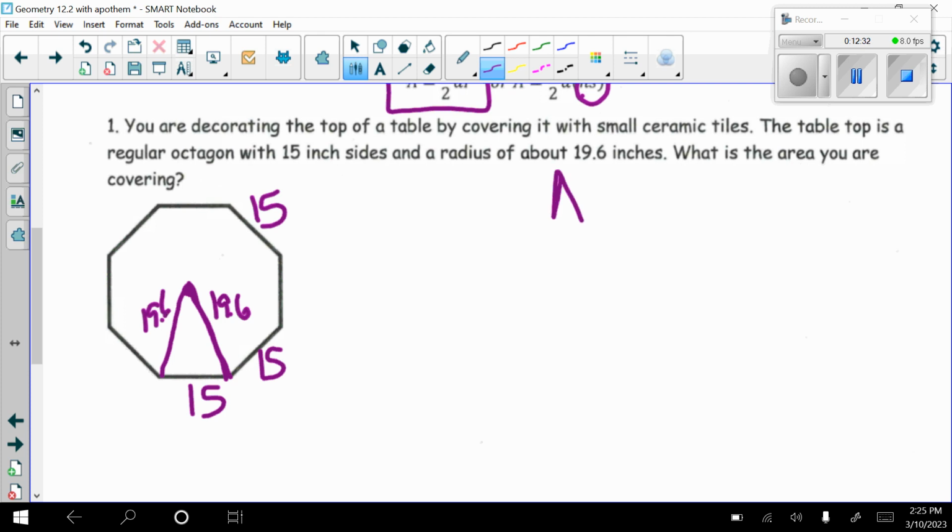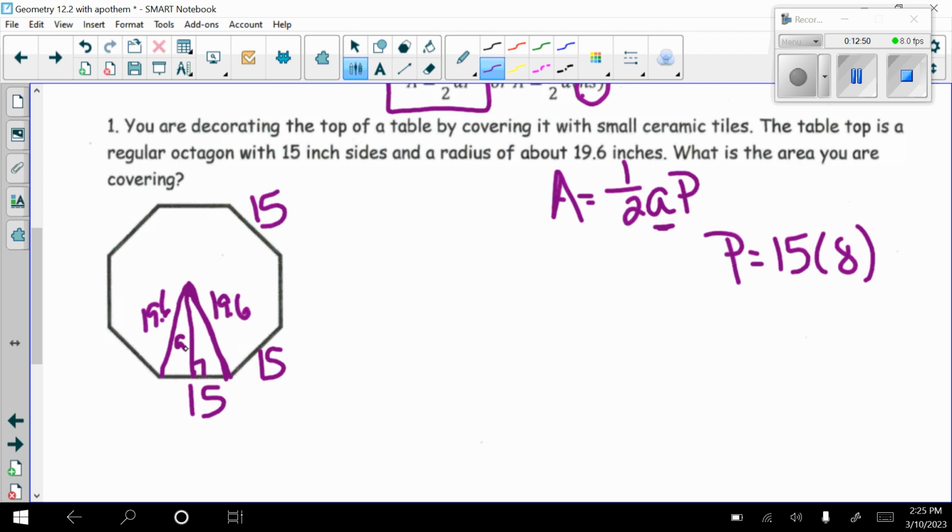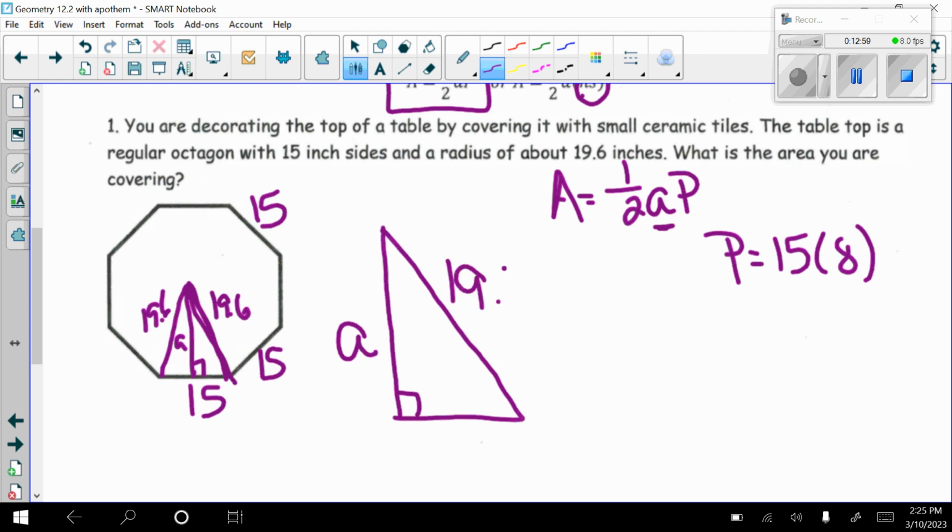Okay. So our formula is area equals 1/2 the apothem times the perimeter. We can find the perimeter right now. Our perimeter is 15 times there are 8 sides, right? So that's going to be our perimeter. We need to find the apothem. The apothem is the height of this isosceles triangle right here. So I'm going to pull out just the side of that triangle. So this is my apothem. My hypotenuse is the radius, 19.6. The bottom of my little triangle here is half of the 15, remember, because 15 is all the way across. And I dropped the apothem down, which is the height, which cut it in half. So this is 15 halves, or 7.5.